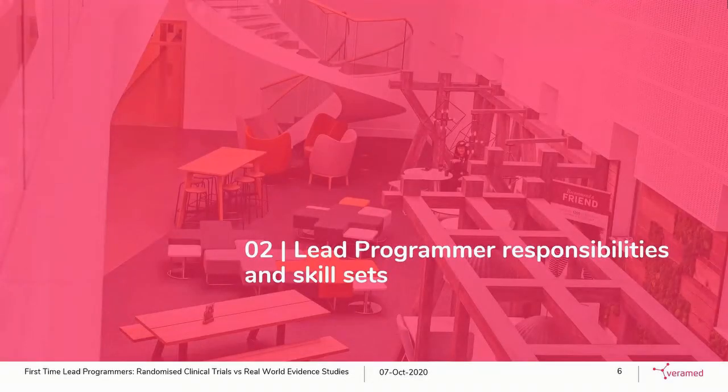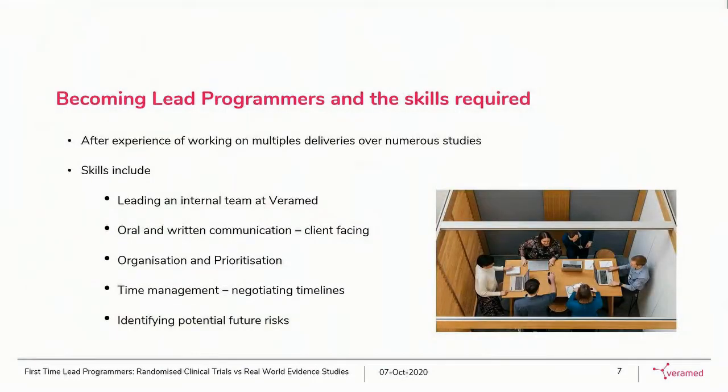We are now going to talk about what we think a lead programmer is responsible for and some of the skills which are important to have. So as Kirsty said, we've had experience working in a number of different therapeutic areas, including oncology, respiratory, and infectious diseases. After having had this experience, we were given the role of lead programmer on a study of our own.